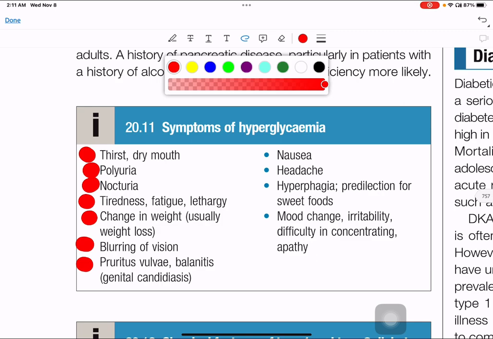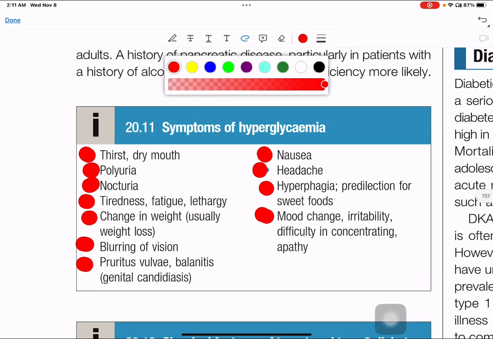There may be multiple infections of the body like genital candidiasis, balanitis. There may be nausea, headache, hyperphagia, that is the predilection for sweet food, and mood change, that is irritability and difficulty in concentration. Recent mood change is a symptom of hyperglycemia.